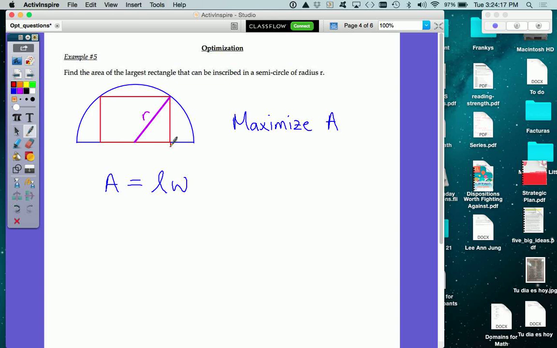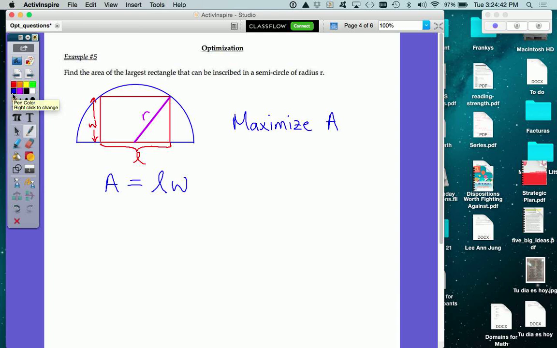So I'm going to call this the length, and I'm going to label the width up here. And so now I've got both variables defined in my diagram. Now the problem is I have a formula for area in terms of length and width, but I need that formula for area to be in terms of a single unknown. In other words, I need a way to connect L and W.